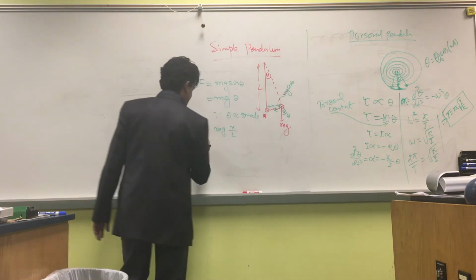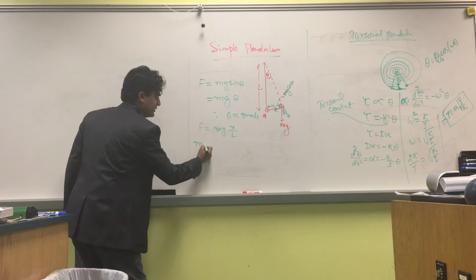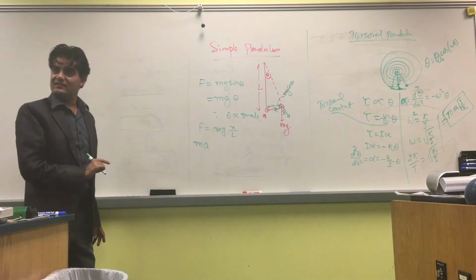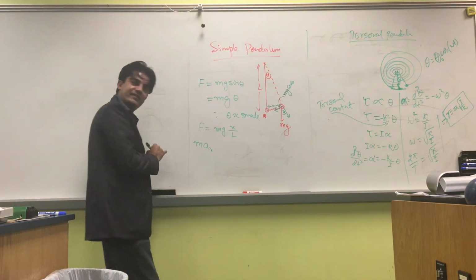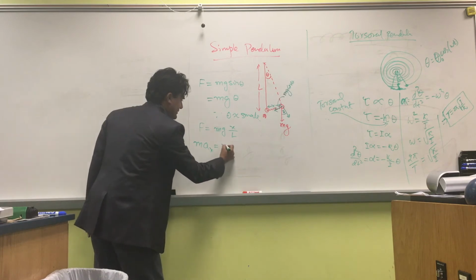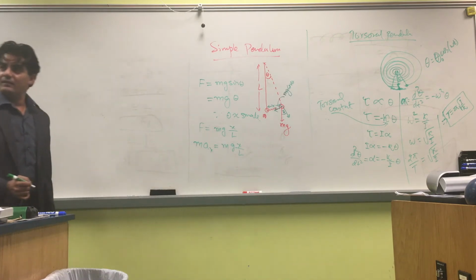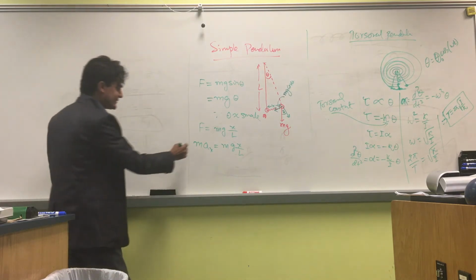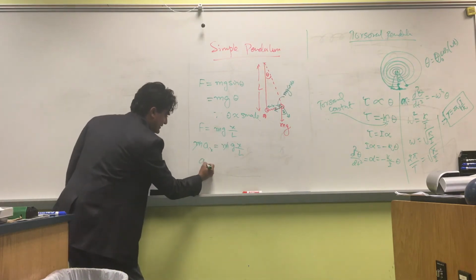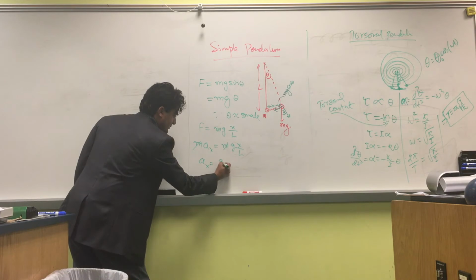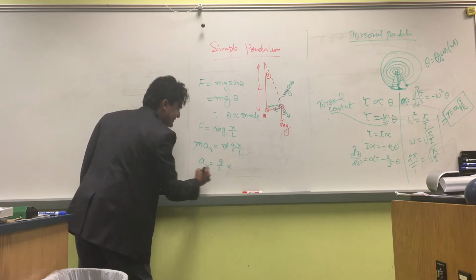Your force is what? Mass times acceleration along x. Is that right? So this will give me what? Mass times gx over L. Mass will cancel. Your acceleration ax is what? G over L times x.